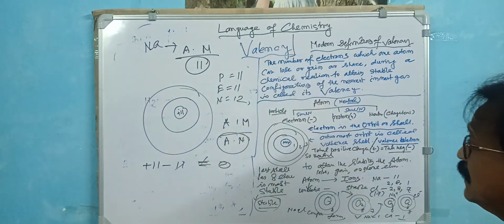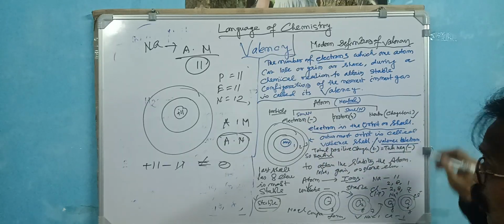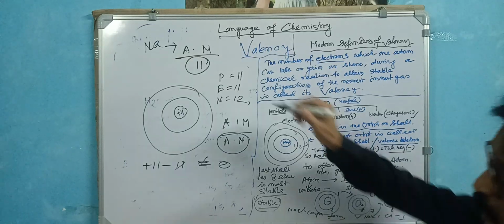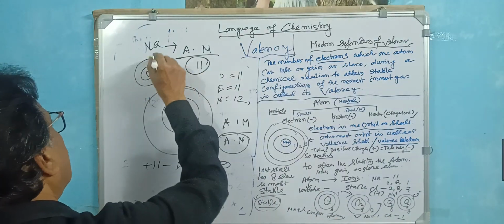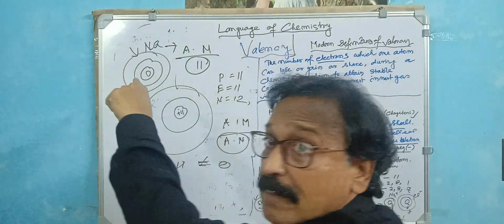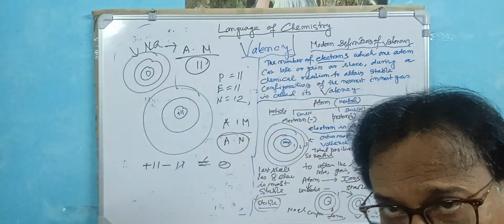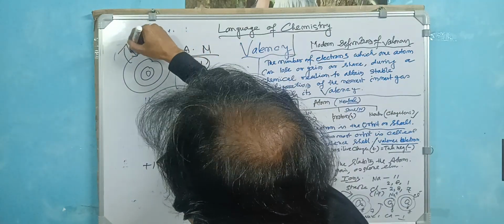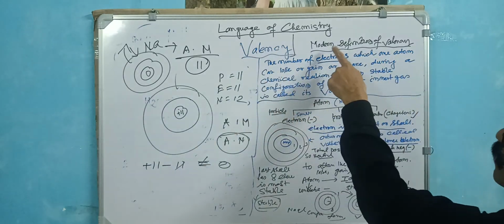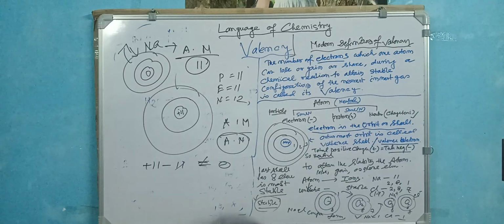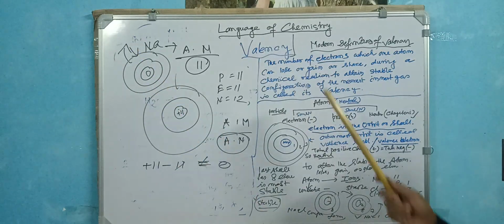So there are electron, proton and neutron. The electron is in the orbit or shell. The outermost shell, the last shell, is called the valence shell. From there an electron can enter or an electron can go out. For that reason I say, this is the modern definition of valency: electron can enter from here and can exit from here.